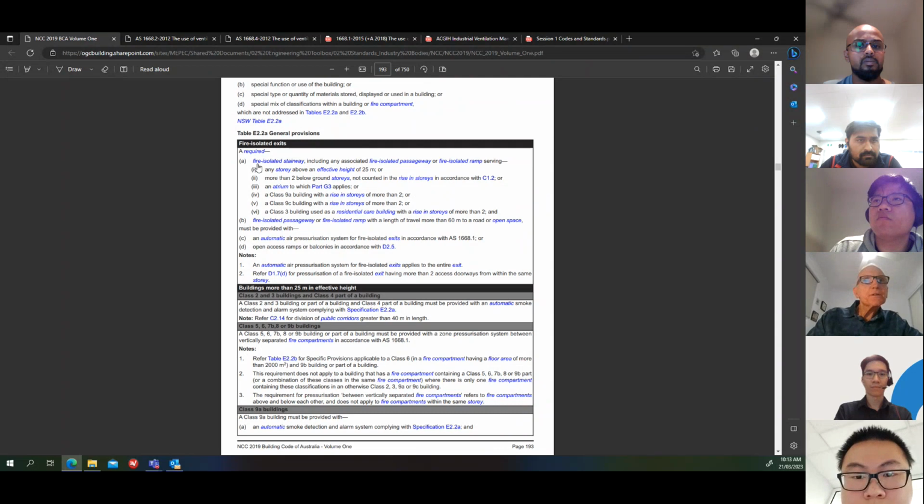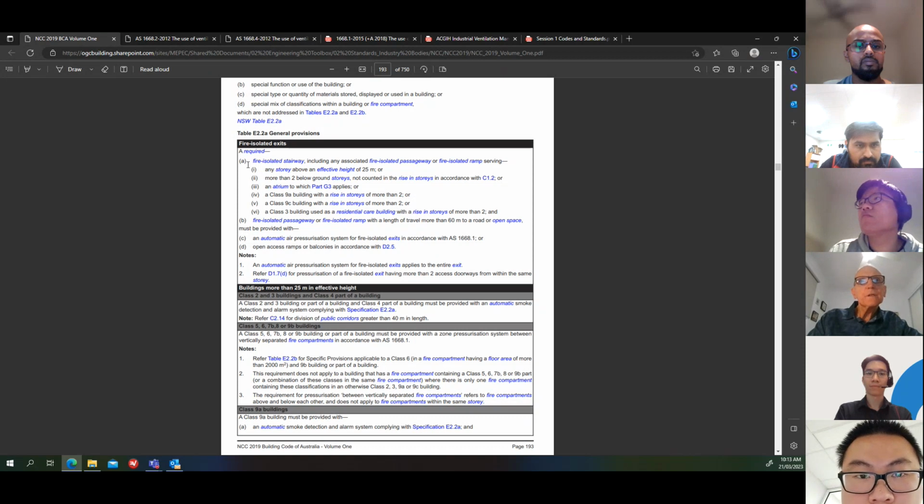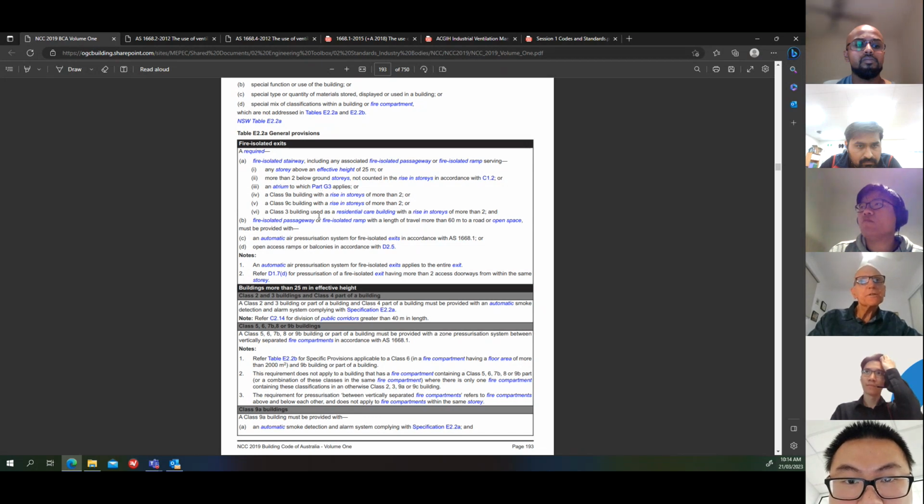So just quickly go through this. Fire isolated exits. A fire isolated stairway, including any associated fire isolated passageway or fire isolated ramp, serving any story above an effective height of 25 metres. So straight away, there it is, the effective height. More than 2 below ground stories, etc., etc. And see it's saying or.